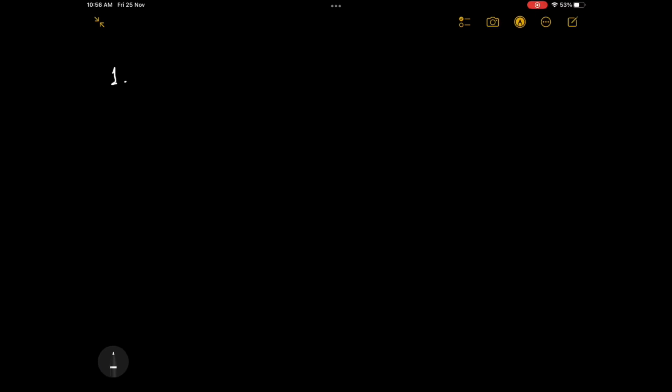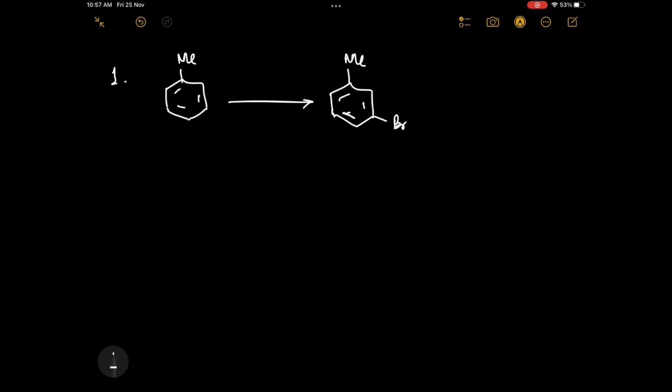Hello again everyone, and let's get to a few questions in organic chemistry. These are just a few practice questions for JAM and other types of GATE exams and different competitive level exams. So in the first question we have to brominate a toluene compound in the meta position.